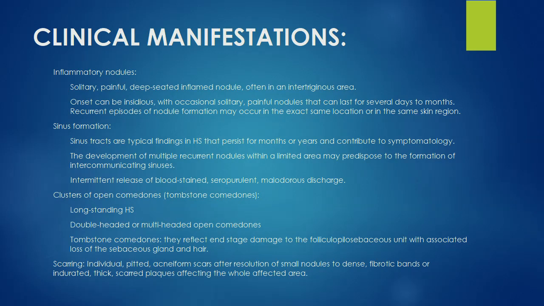Inflammatory nodules. Most frequently, the first lesion is a solitary, painful, deep-seated inflamed nodule, 0.5 to 2 cm in diameter, often in an intertriginous area. Onset can be insidious, with occasional solitary, painful nodules that can last for several days to months. Recurrent episodes of nodule formation may occur in the exact same location or in the same skin region.